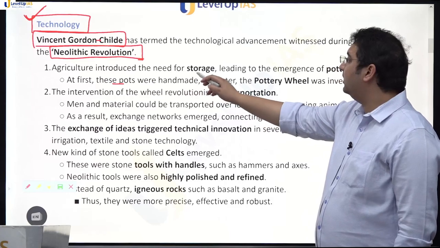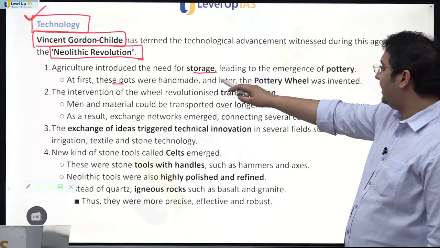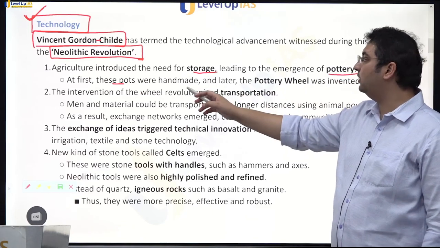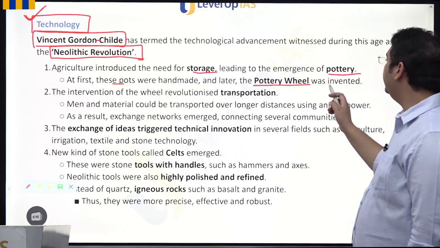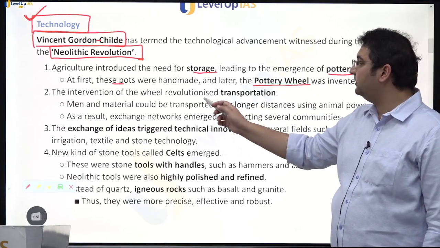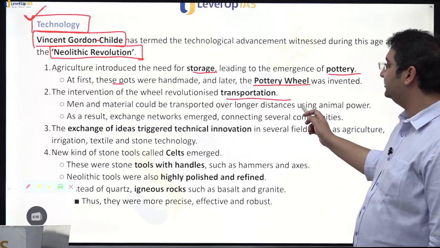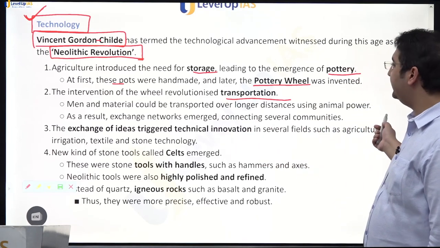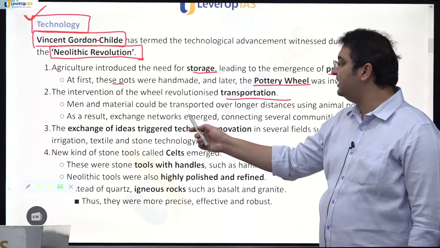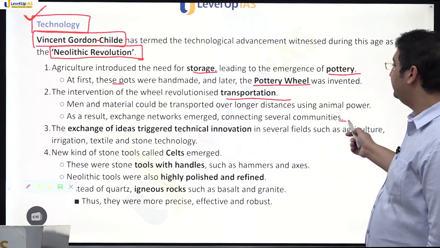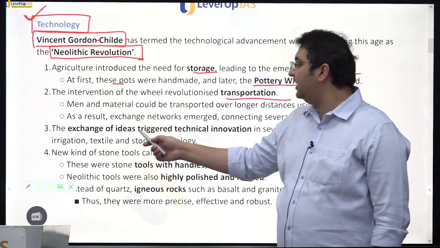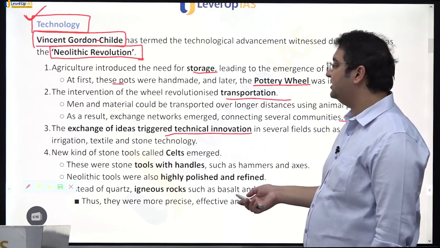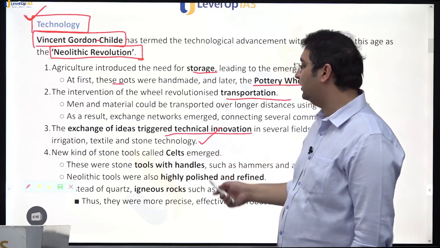So agriculture was introduced. Agriculture introduced the need for storage, leading to the emergence of pottery. At first, these pots were handmade, and later the pottery wheel was invented. The invention of the wheel revolutionized transportation. Men and material could be transported over long distances using animal power. As a result, exchange networks emerged, connecting several communities. The exchange of ideas triggered technical innovation in several fields such as agriculture, irrigation, textile, and stone technology.